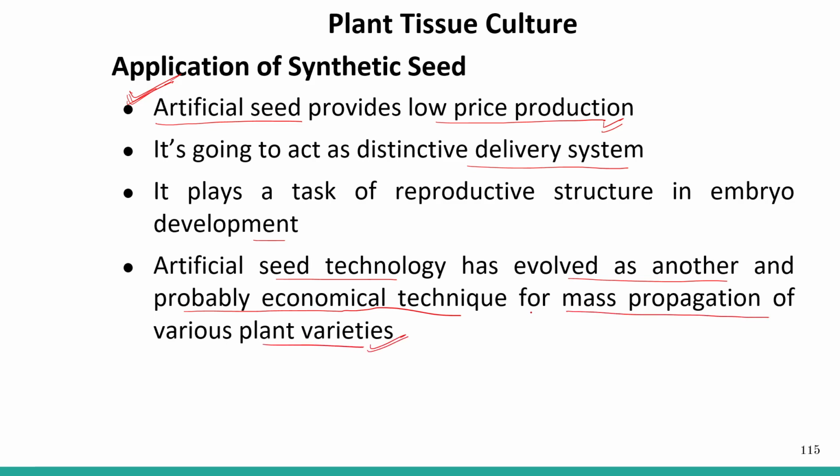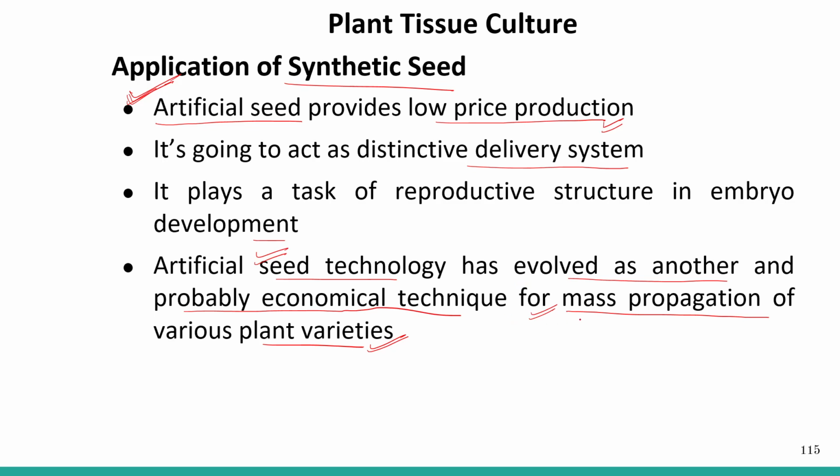So if we want any plant in a large quantity, then we can go for the artificial seed technology, right? Somatic embryo is very easy to form with the tissue culture technique, with the formation of the callus. And when these embryos are formed, they get encapsulated with these synthetic materials. The encapsulation forms synthetic seeds. Now these seeds can be delivered from one place to another. And they also have the reproductive structure in embryo development.